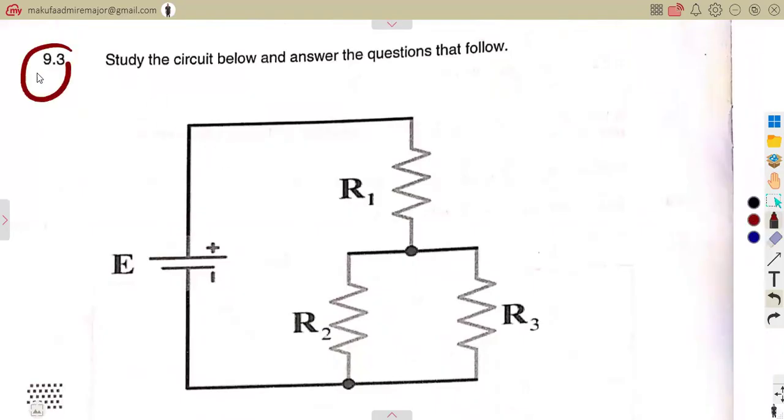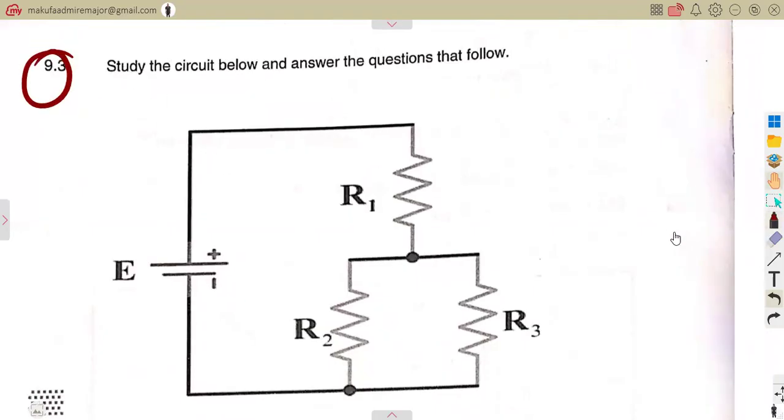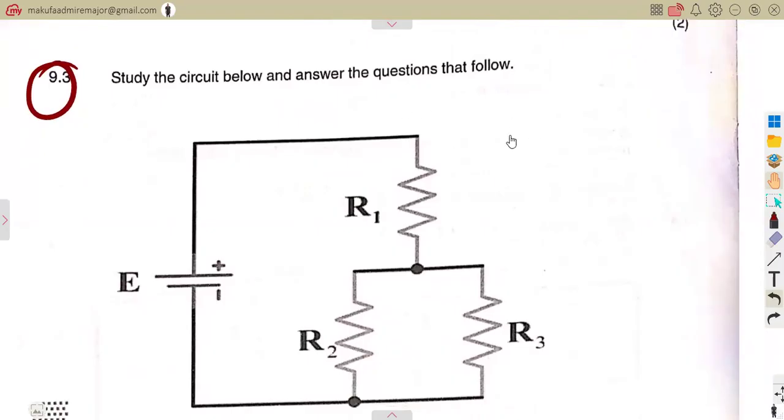They were given a circuit to study below and answer the questions that follow. So this is our circuit from positive to negative. All right, the current here is going to enter this resistor. From the total current that we are given, it enters this, and this branches to these two resistors, R2 and R3. You have current 3 here, current 2. Resistor 2, current 2, resistor 3, current 3. This is the total current from the supply.